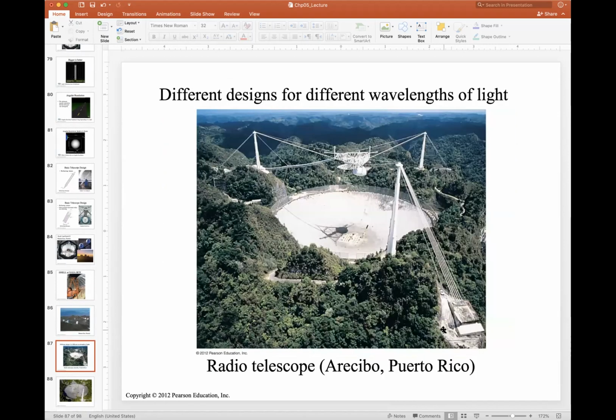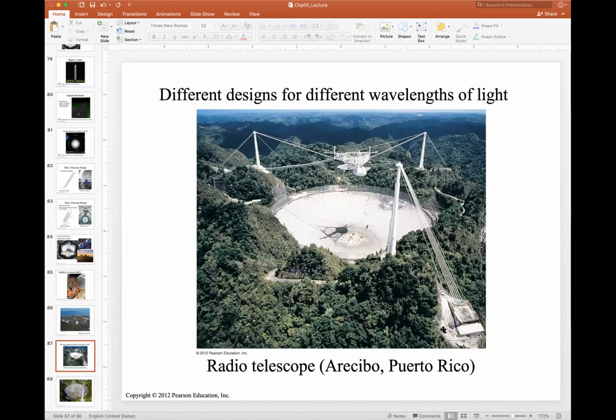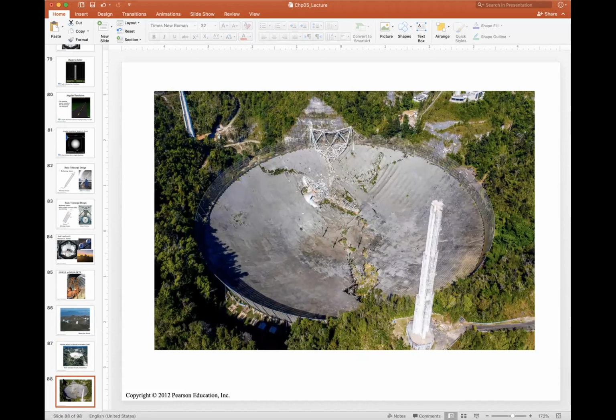So we generally make different designs for a telescope for different purposes, because we care about different parts of the wavelength. For example, this is a radio telescope in Puerto Rico, but unfortunately it collapsed and is not usable anymore. But the point is, even if the surface is not clean, it will still be very good at reflecting the radio wavelength, and that's what we care about. That's what they designed this telescope for.